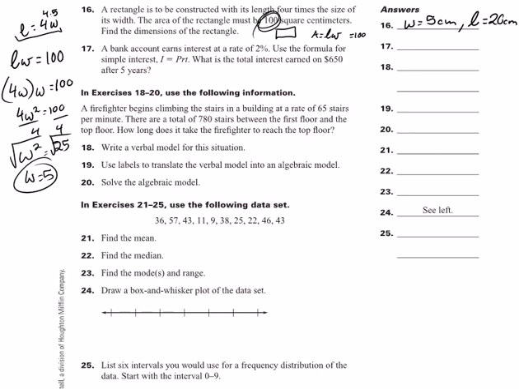Alright, 17. A bank account earns interest of 2%. 2%, so that is your rate. Alright. Use the formula I equals PRT. What is the total interest earned on $650 after 5 years? So you are looking for the total interest. P is your principal investment, so that is $650, times your rate, which is 2%. You should know that that is 0.02 after 5 years, so that is going to be your time. And you're going to multiply all of those together and get $65.